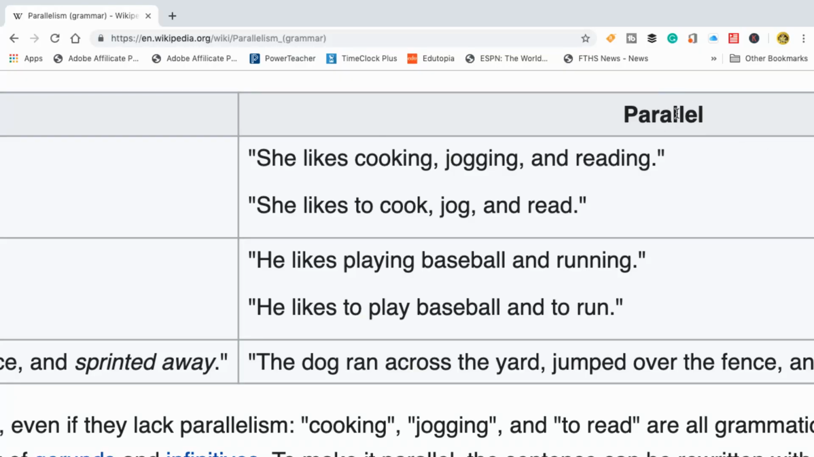And so here again is the example. This is the parallel example. She likes cooking, jogging, and reading. Or another example might be she likes to cook. So we're changing it to the infinitive form, the base form of the verb, the form that starts with to, right? To cook, to jog, and to read. It's just not repeating to. So you could go either way, but you want to be consistent.